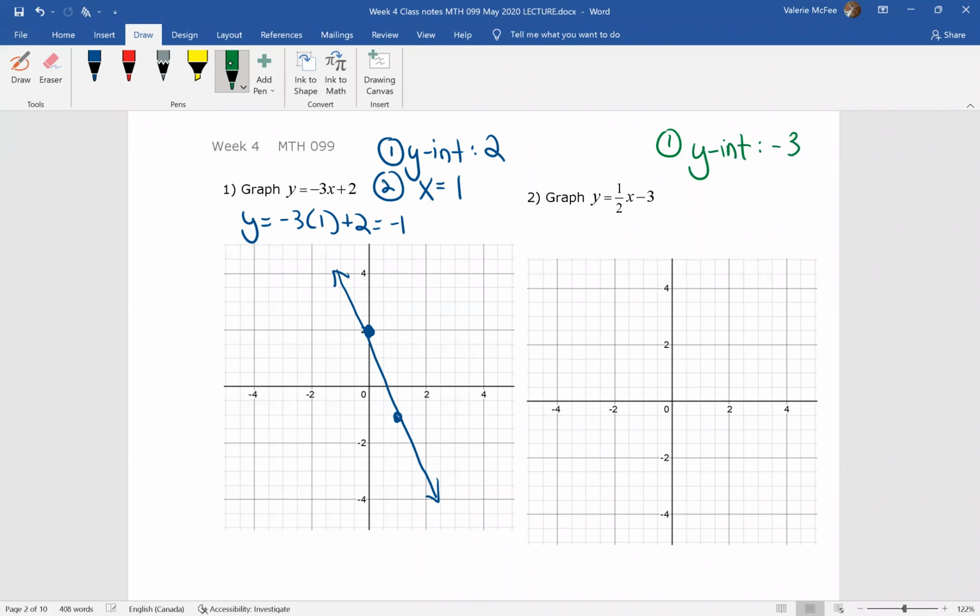The first point you plotted was the y-intercept, or b, at -3. Next, you let x equal the denominator of the slope. So we have a point at x equals 2, y equals -2. We knew this line would be going up and to the right because we had a positive slope.